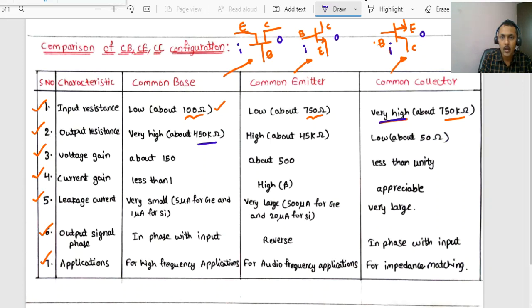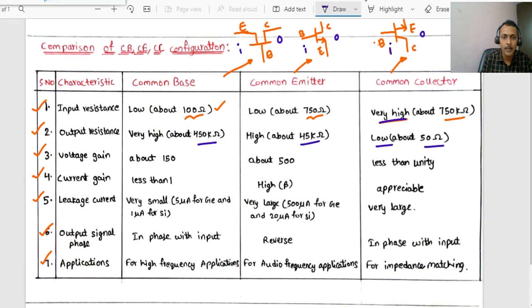Now the output resistance in common base configuration will be very high, and in common emitter configuration also it is high, right? And for common collector configuration, the output resistance is very low. It is only some 50 ohms. Right? Now voltage gain, voltage amplification.